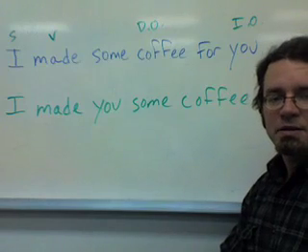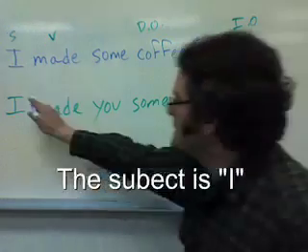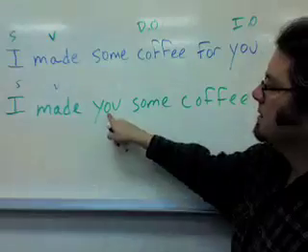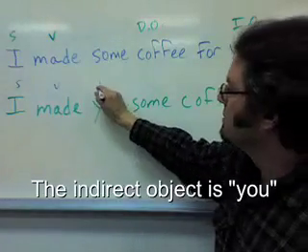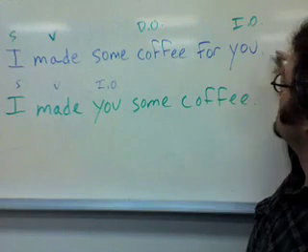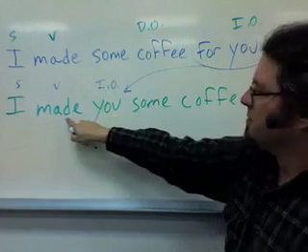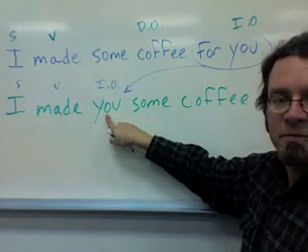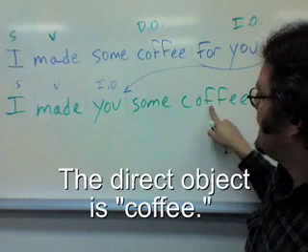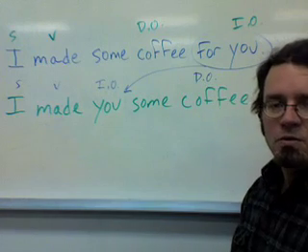We can rewrite this sentence and say, I made you some coffee. The subject is I, the verb is made, the indirect object is you. In the previous sentence, for you is at the end of the sentence. You can put this after the verb, take off for, and then the direct object goes at the end of the sentence. I made you some coffee.